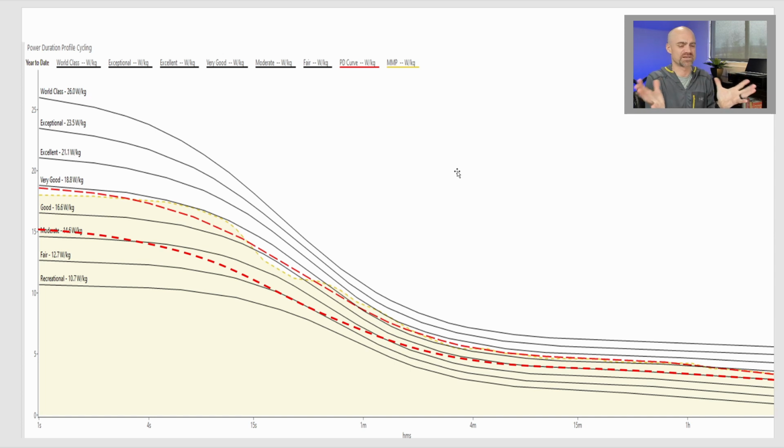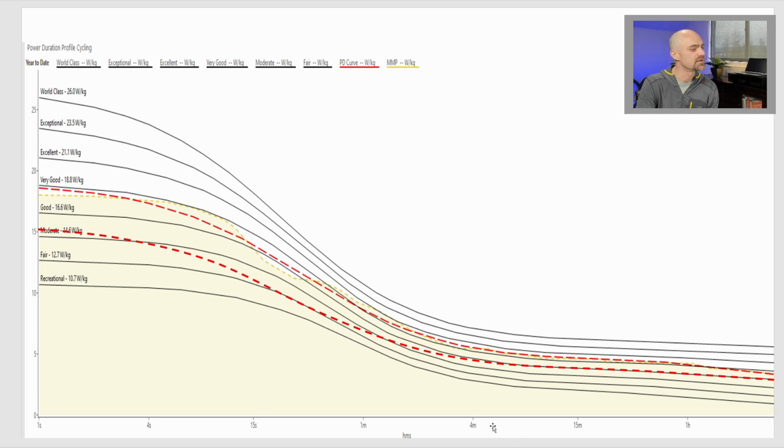One of the obvious ways is just intervals. Basically, interval training is training near your mean max power for a given duration. So let's take a quick look. For example, and this is kind of interesting, 4 minutes. Let's say we wanted to improve this athlete's 4-minute power.